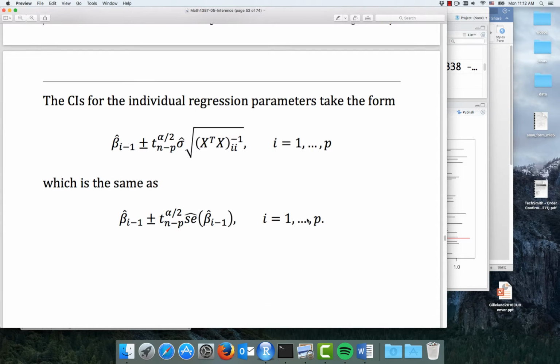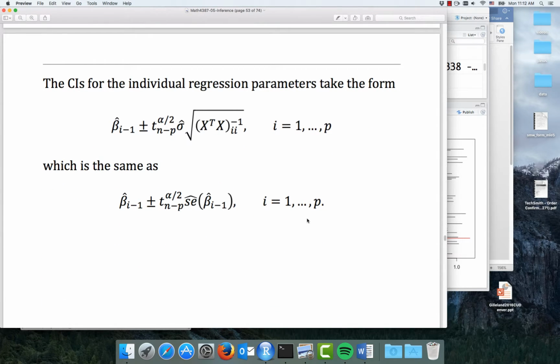So if we wanted to construct confidence intervals for individual regression coefficients, then they take the following form. It's the estimated coefficient plus or minus the 1 minus alpha over 2 quantile of a t random variable with n minus p degrees of freedom, multiplied by the estimated standard error, which is given by this formula right here. Written in shorthand, I'm saying the same thing right here.